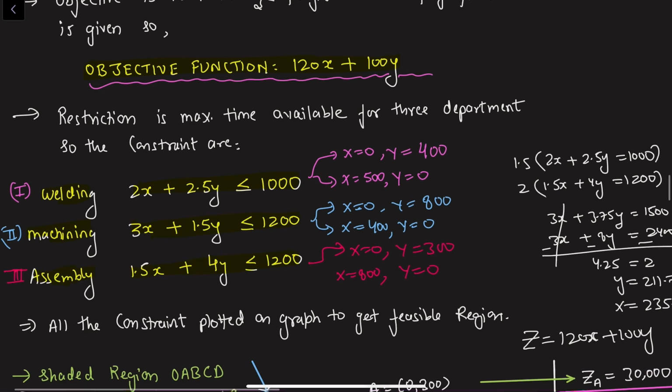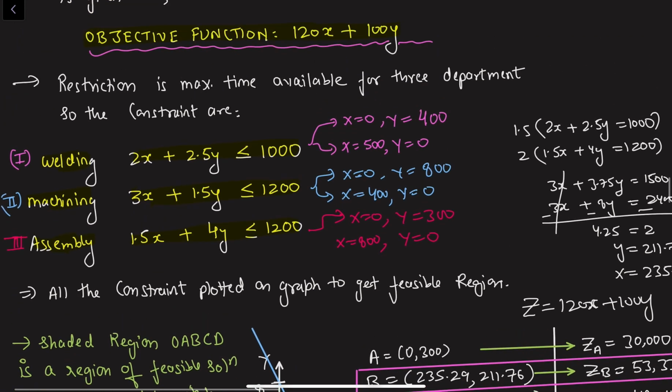So simply I will plot these lines. To plot this line, if I put x equal to 0 here, then I get the y value, which is 400. Similarly, if I put y equal to 0, I get the value of x. Similarly, for machining I also get 2 points. If x equals 0, y equals 800, and if y equals 0, then x equals 400. Similarly, for this one also I get 2 points: x equals 0, y equals 300, and y equals 0, x equals 800.